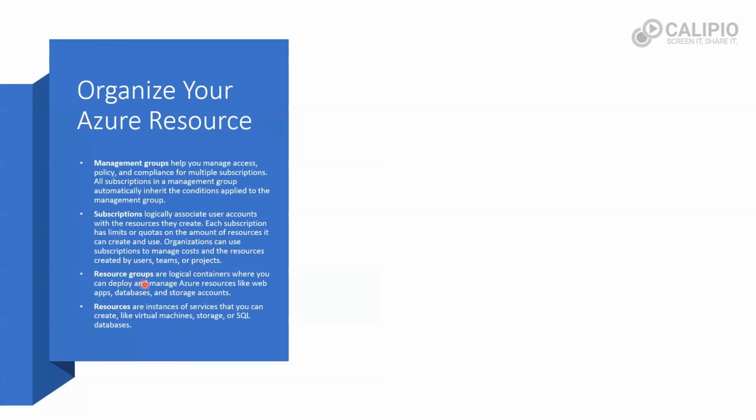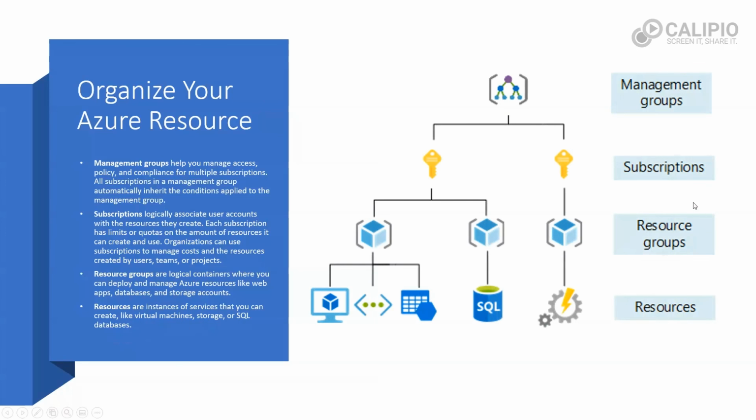So when you plan the resource group, make sure that you look at it from the life cycle point of view for the resources. Resources are instances of the services that you can create, like a virtual machine, storage, SQL database, and all other Azure services. Now you see how you organize the resources. This is how it looks once you have created your hierarchy. The top layer is your management group, then you have one or multiple subscriptions, then resource groups as you see in this picture, and then resources underneath.